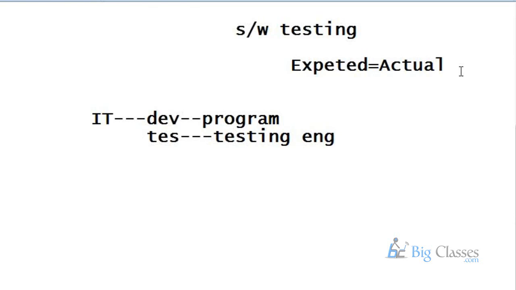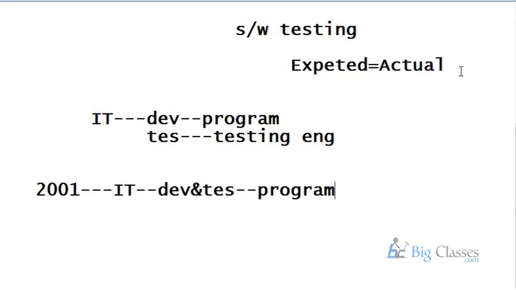See, you know one thing, first we have to know the history of testing. Before 2001, in IT companies, development and testing were done by the same person. Who is the same person? The programmer. There is no separate testing team. Is it correct or not? Right.